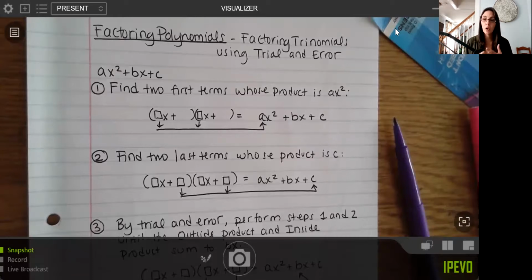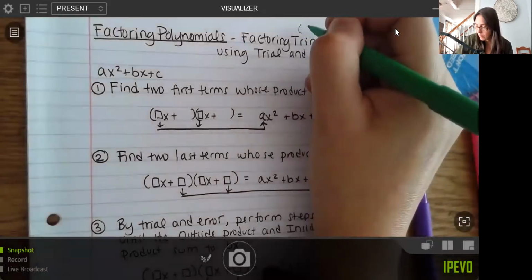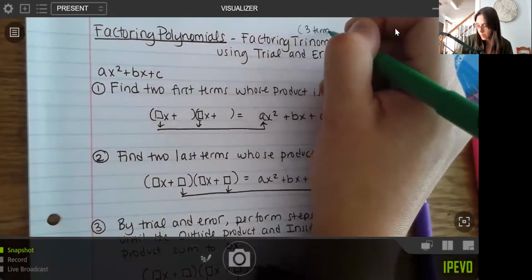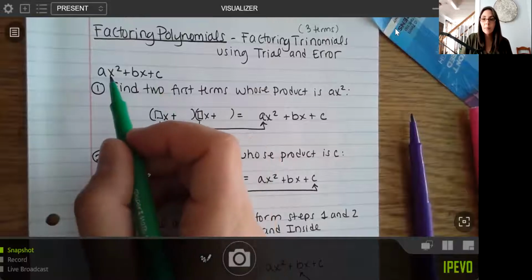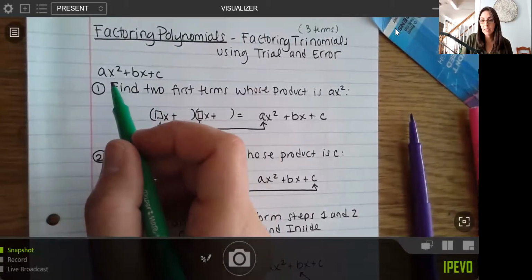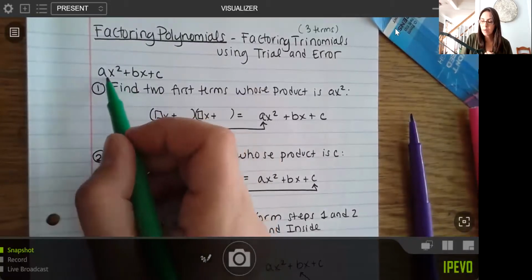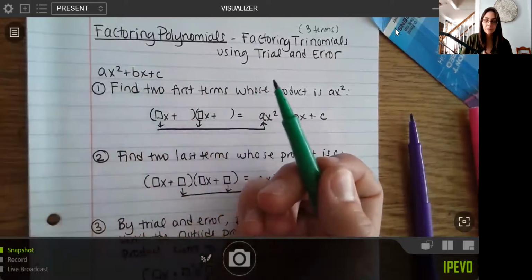Now remember, your trinomials have three terms. So they're going to look something like this. Again, I'm using x for my variable, but it could be a y or a z or something different. So you have ax squared plus bx plus c.